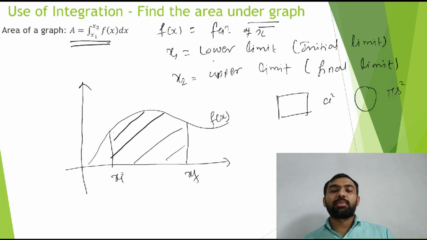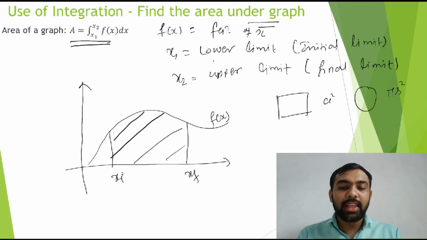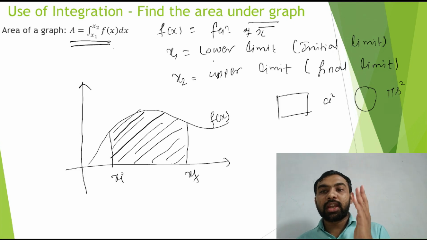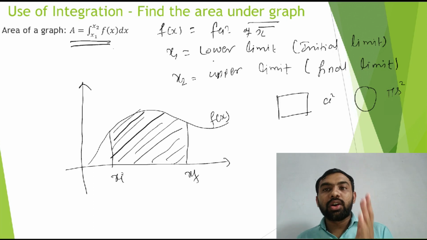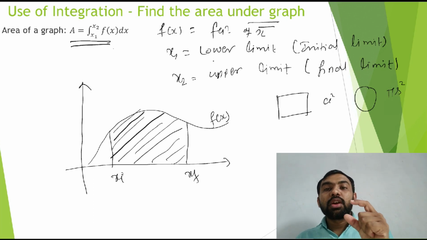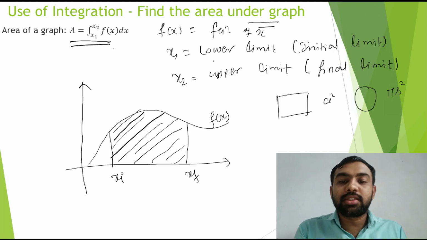You are not able to solve this problem in a simple manner. If you have to find this shaded area, it is not a regular shape like a square, rectangle, circle or triangle. All these areas are known: area of a circle is pi r square, area of a rectangle is length into breadth, area of a triangle is 1/2 base into height. But this type of unknown area is found by the use of integration.